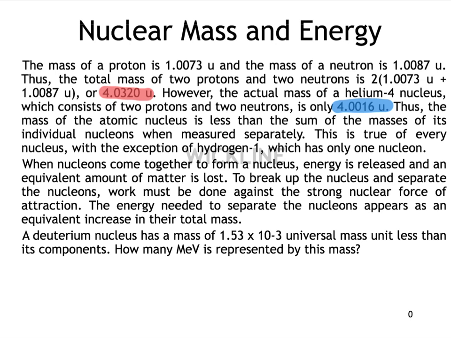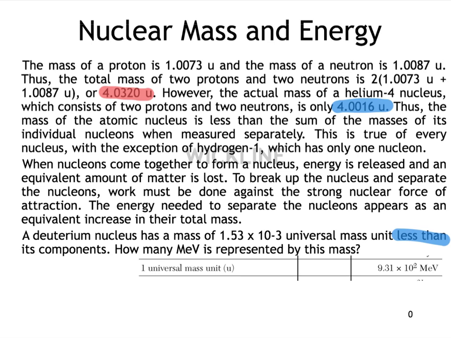So let's put this into practice. A deuterium nucleus has a mass of 1.53 by 10 to the negative 3 universal mass units, less than, I will highlight that, less than its components. So that means that there was a tiny amount of mass that was sort of unaccounted for, rather than just sort of adding up to its components. So what we're going to do is take this amount of mass and assume this is the mass that was converted into energy.